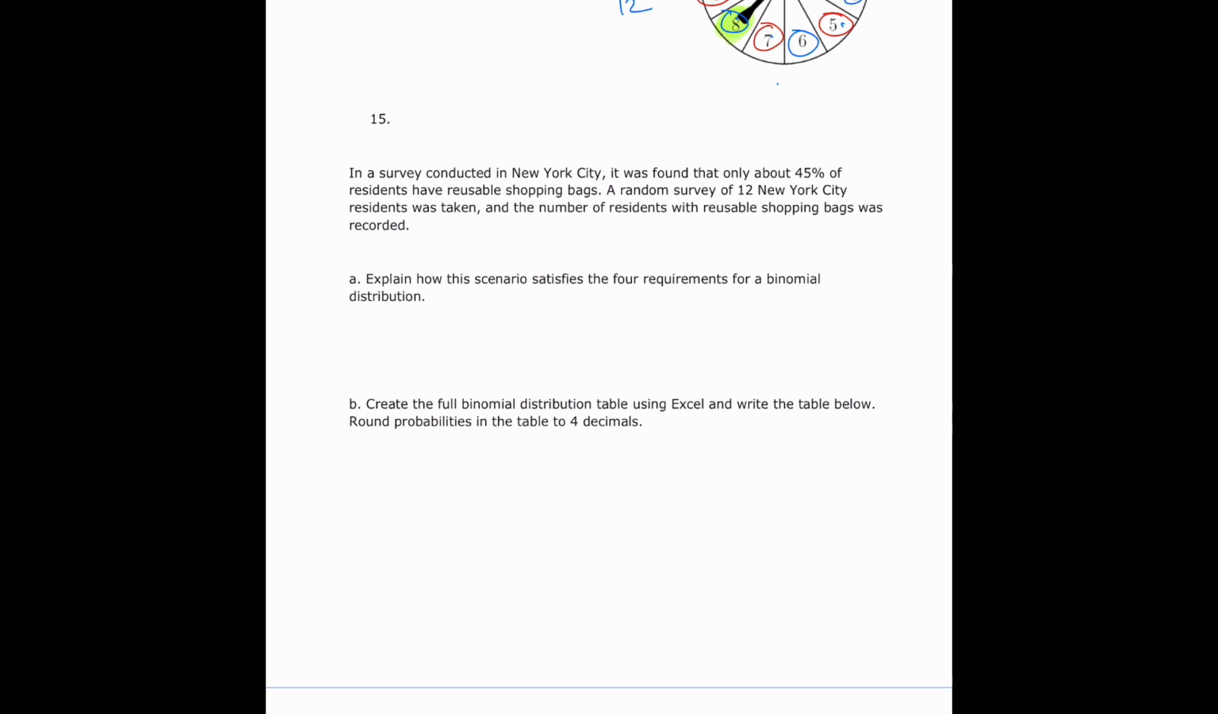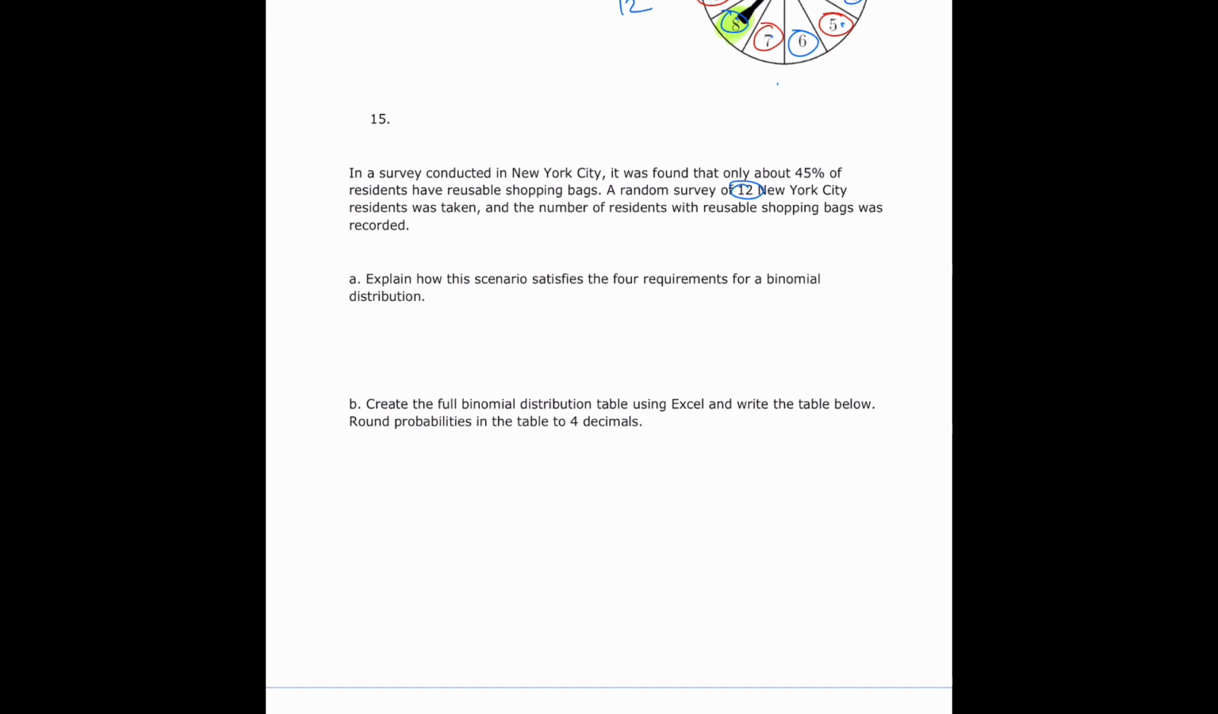So first of all, we have a fixed number of trials because we selected a sample of 12 New York residents. So that is a fixed number of trials. So we're repeating this experiment 12 times. Each trial is independent of the other because we are distributing some surveys randomly. So these trials are independent of one another. One survey is not going to affect the other survey.